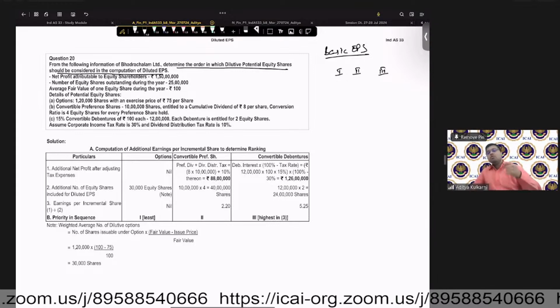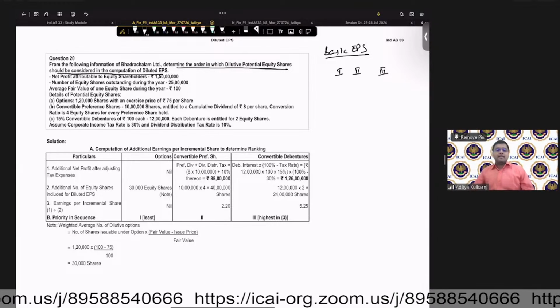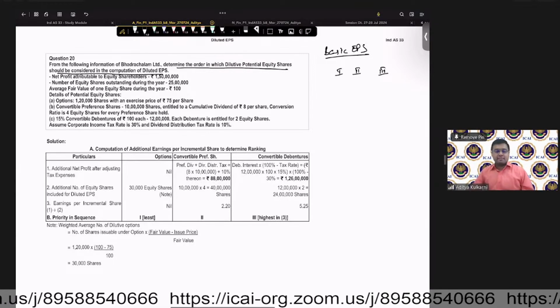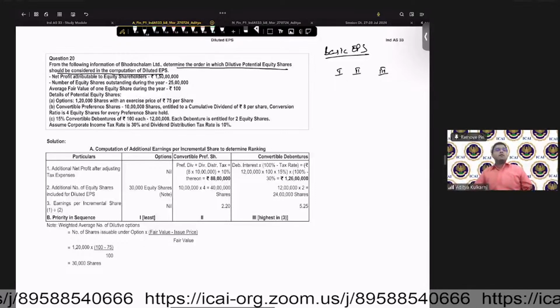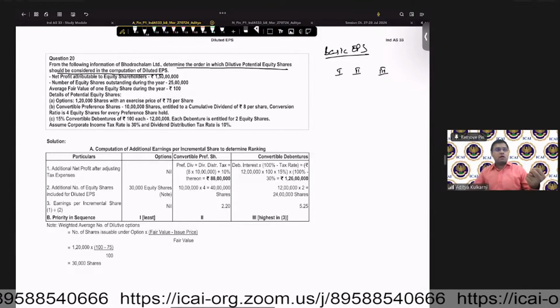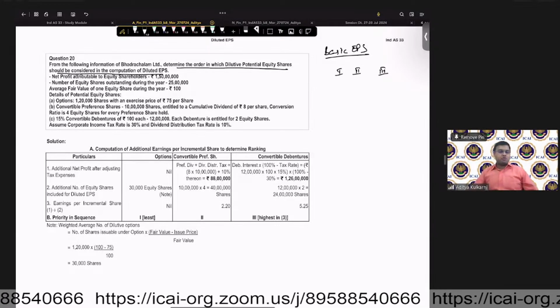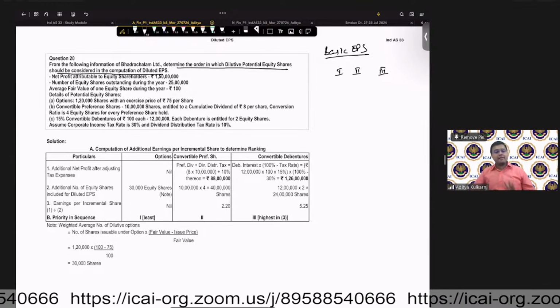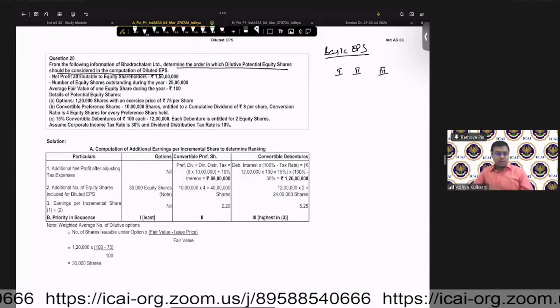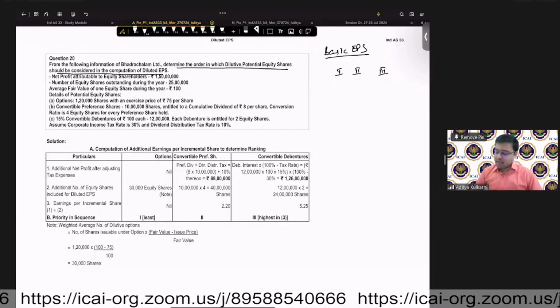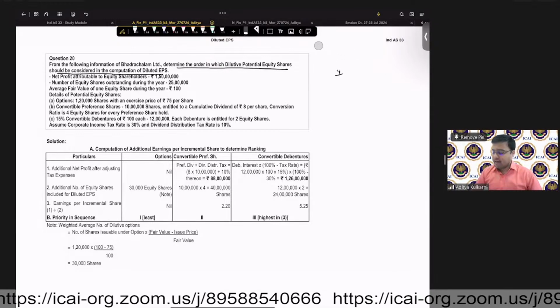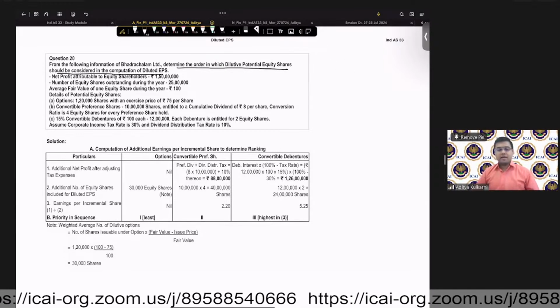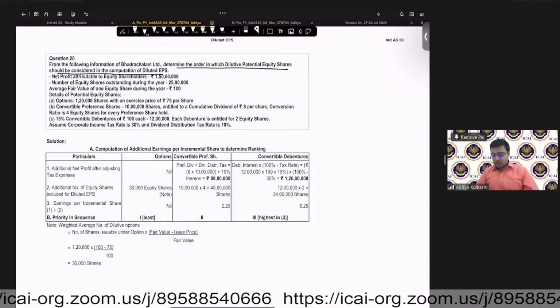So you have to determine that instrument where dilution is maximum, and that will be your diluted EPS number. So obviously you should have a mechanism for doing that. This question deals with how I am going to determine such a mechanism, and I will apply that for the purpose of our diluted EPS workings.